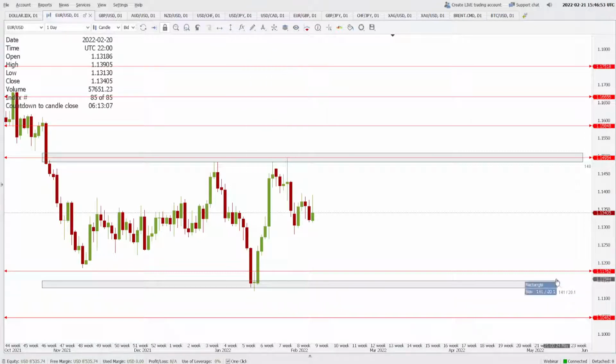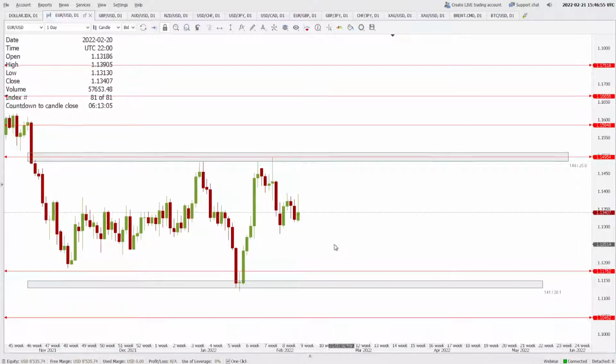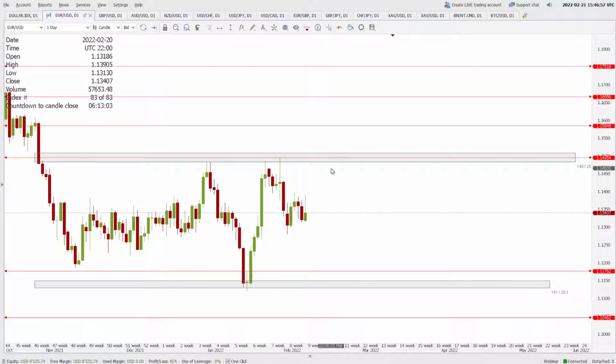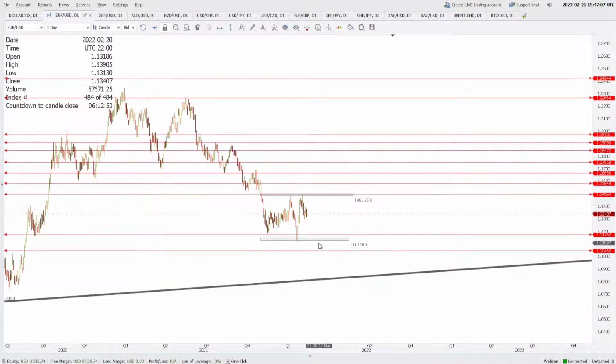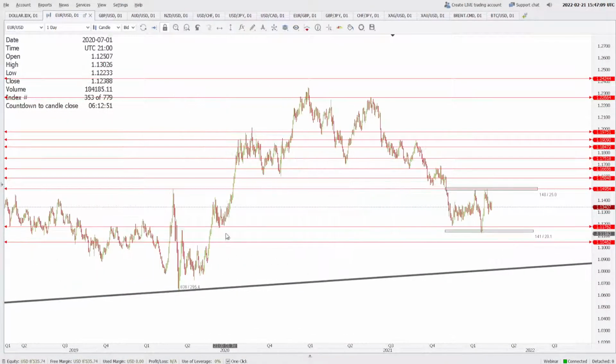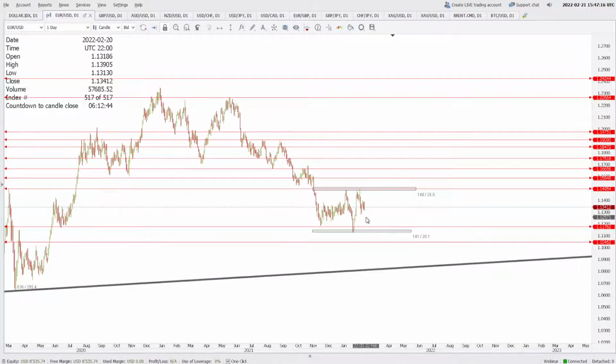So rather, wait. The 1.1495 area is the resistance, and here I have marked the recent support, although I have also marked the 1.1176 area. This was the previous support in the market, and I'm expecting this area to hold if the price goes down this time.